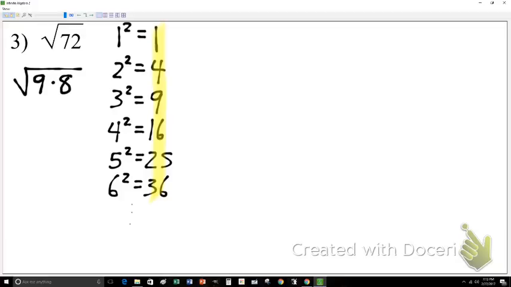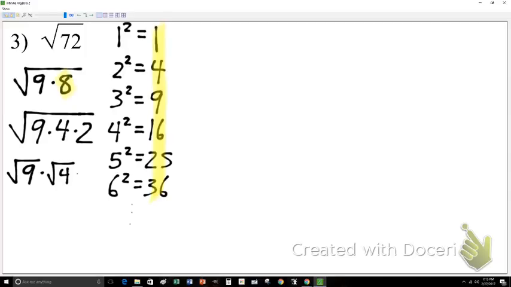8. Now looking at the number 8, we ask ourselves, can we factor another perfect square out of the number 8? Yes, we can. 4. So we can break up the number 8. We can break that up into 4 times 2. Now that we're just left with the number 2, there are no perfect squares we can factor out of that, so we just need to take the radical down to each individual term. So the square root of 9 times the square root of 4 times the square root of 2.